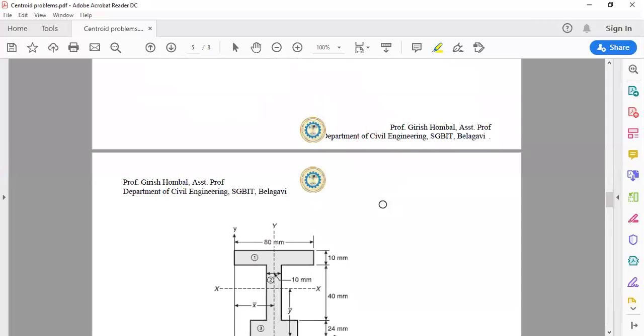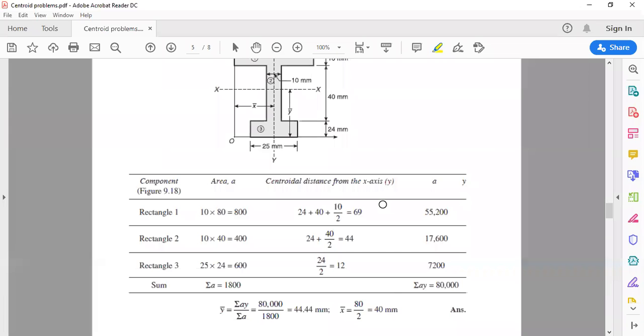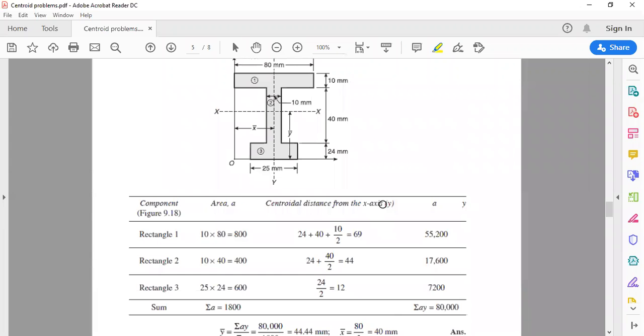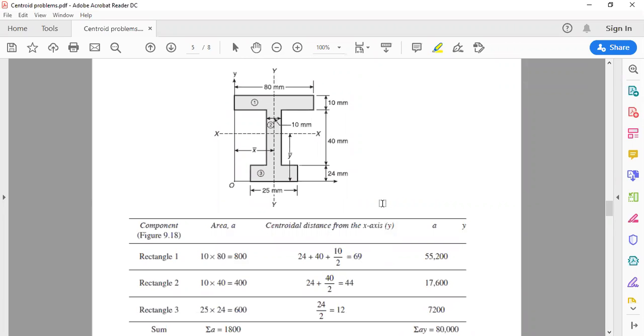Moving on to the next problem. You have an I section here. Now in this I section, you have a combination of three rectangles.